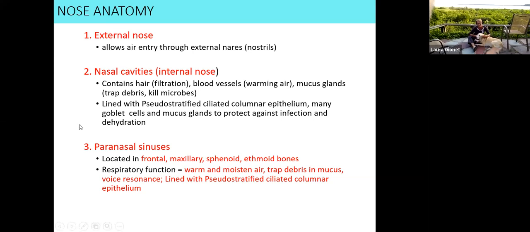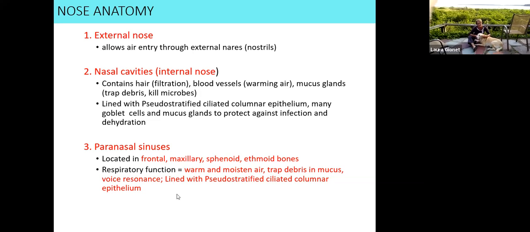We have tissue there, pseudostratified ciliated columnar epithelial tissue that has goblet cells within that epithelial layer, and mucus glands deep to it in its submucosa. And that provides a lot of mucus to the surface of the cavity to warm and moisten air, to trap particles. We have hair there for filtration. We have blood vessels there to warm the air.